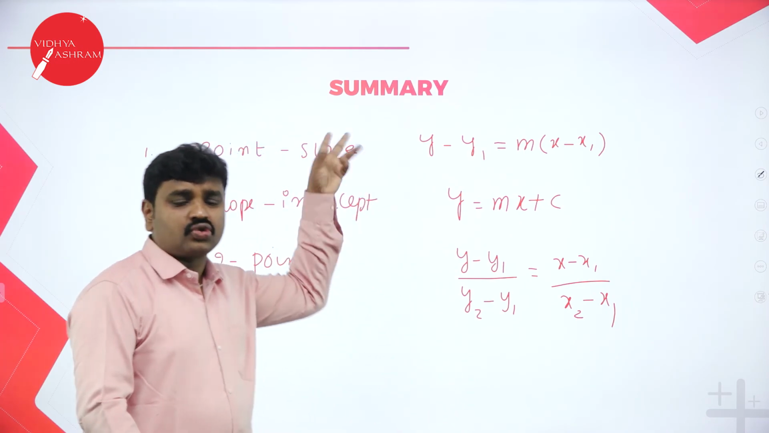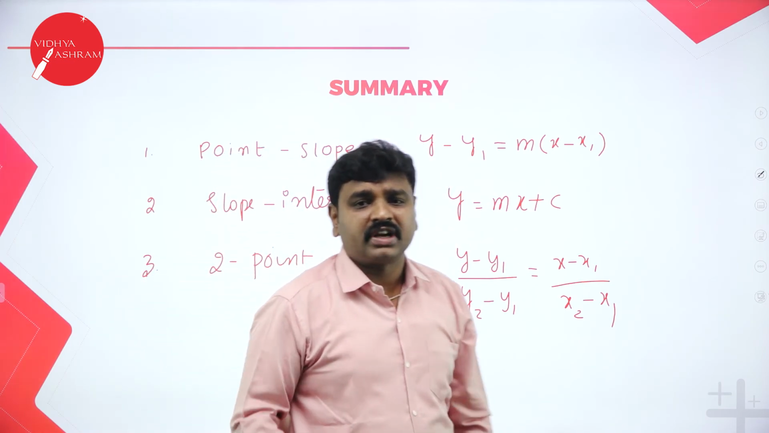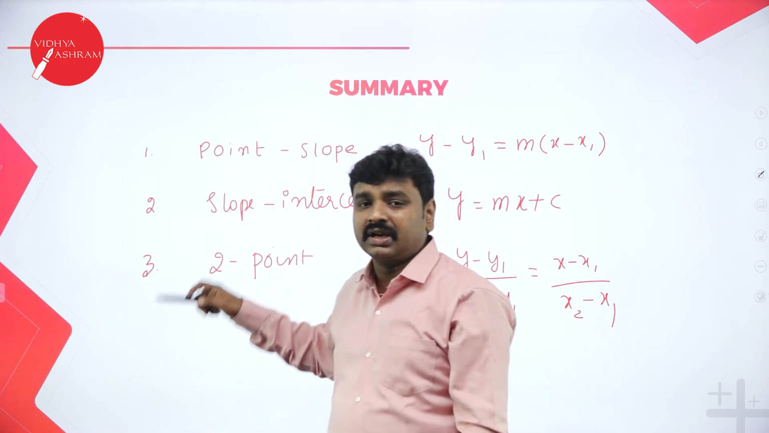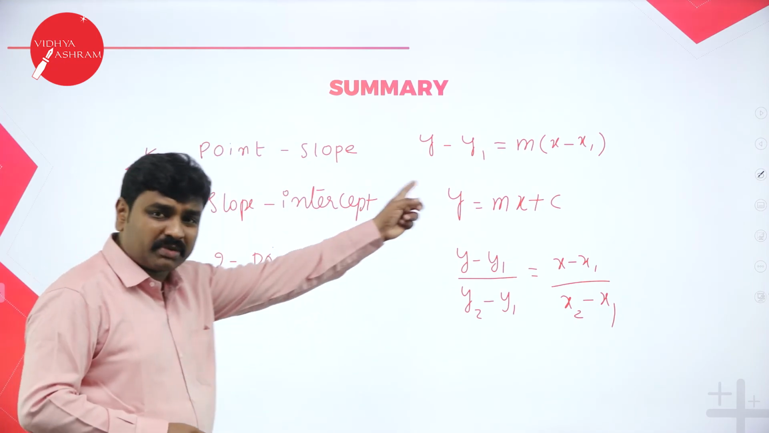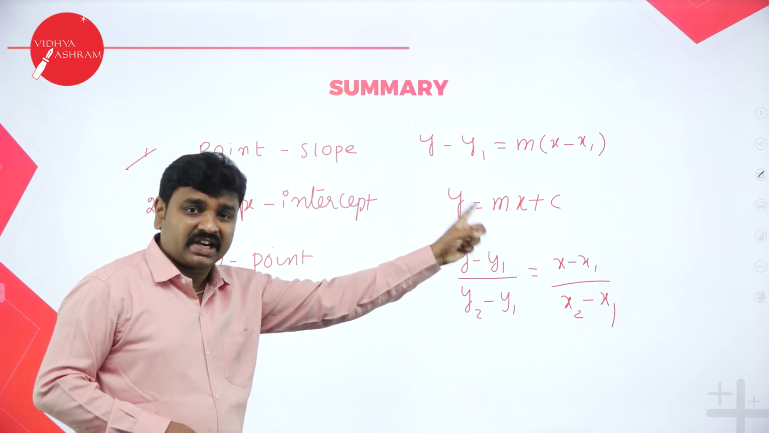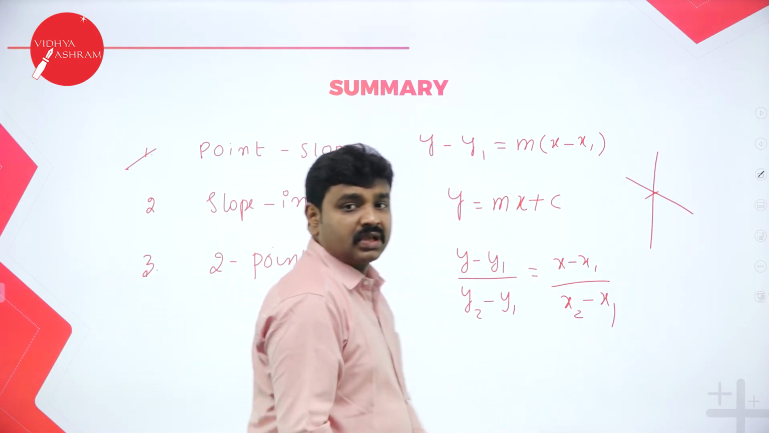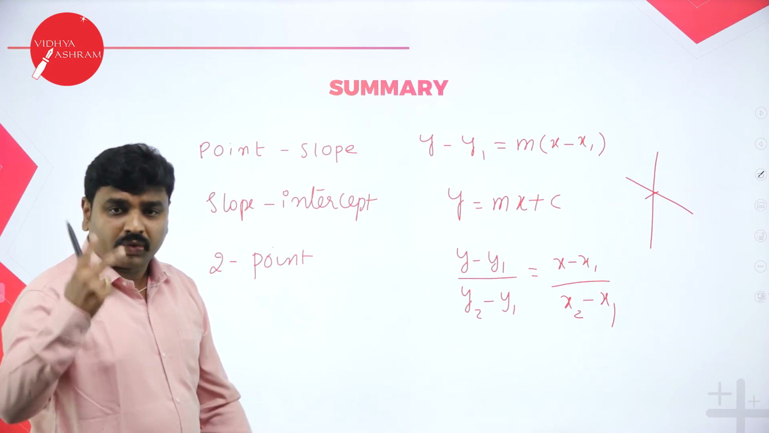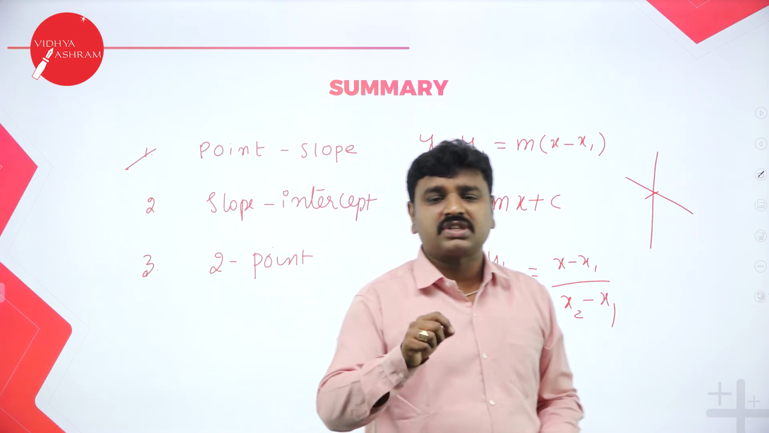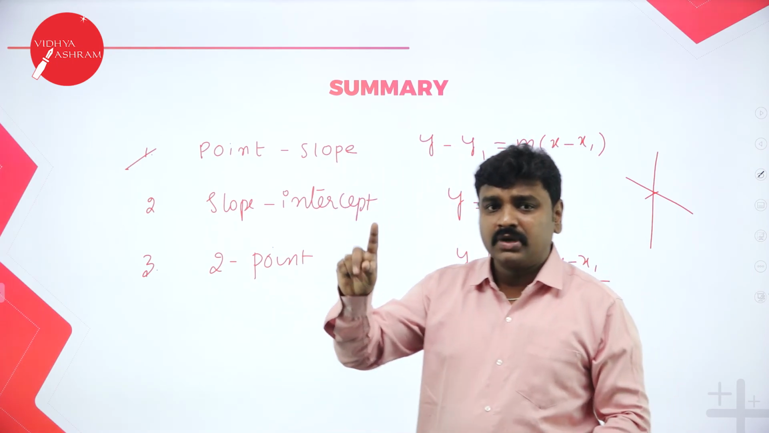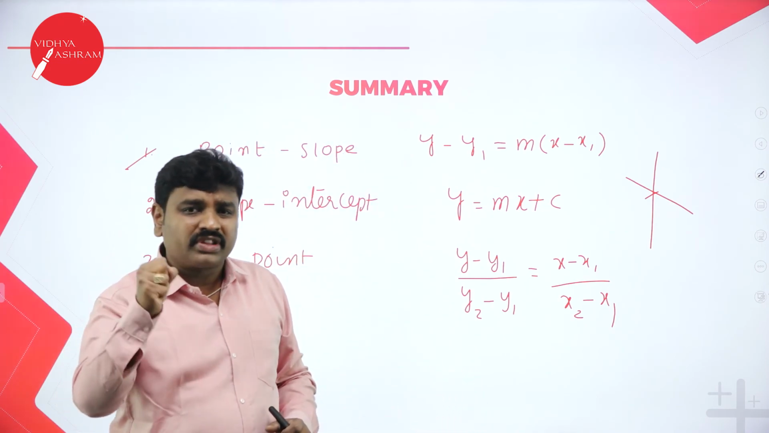What is the first form? Point slope form. What is point slope form? y minus y1 is equal to m into (x minus x1), where m is the slope and (x1, y1) is the point on the line. What is the second form? Slope intercept form. y is equal to mx plus c, m is the slope and c is the y-intercept. What is meant by y-intercept? It is a point where the line cuts the y-axis. And 2-point form: when 2 points on the line are given, (y minus y1) by (y2 minus y1) equal to (x minus x1) by (x2 minus x1). 3 forms: point slope form, slope intercept form, 2-point form. My dear students, become thorough with these 3 forms.